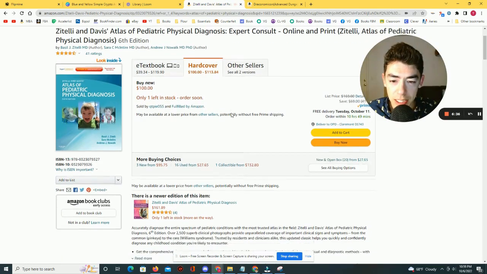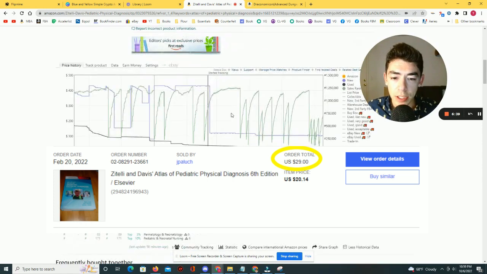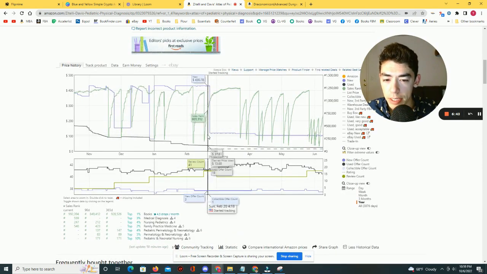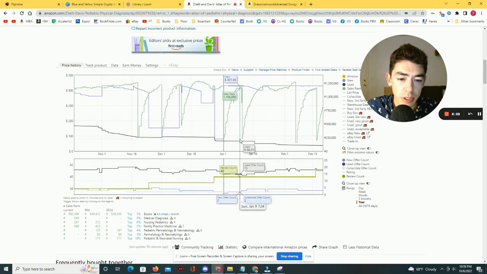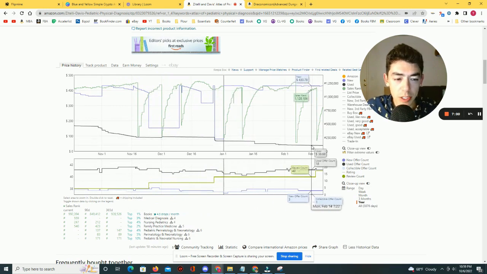So I mentioned I bought this on February 20th. And let's go ahead and zoom in here to February 20th, which would be right about here. This is the data that I was looking at on Keepa. So I have about 3 sales here at about $90, a couple here at about $65, and then a couple of sales a little bit lower, about $40.